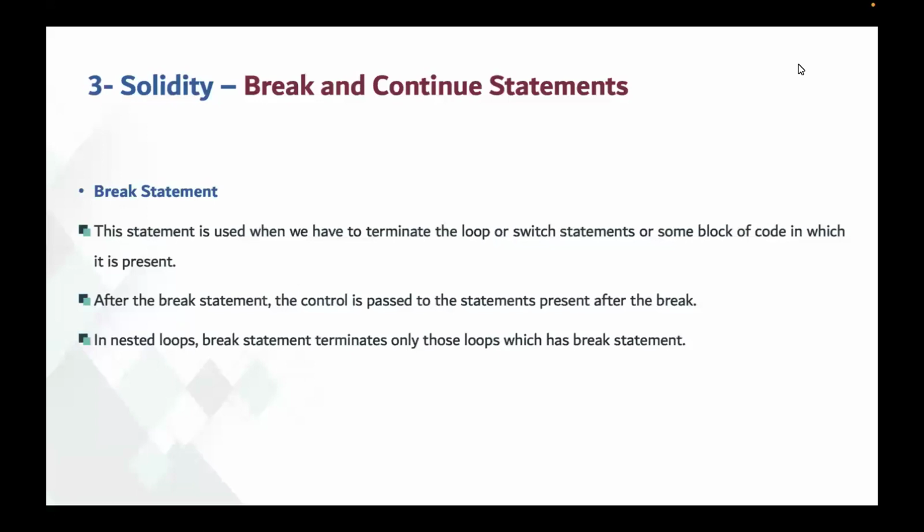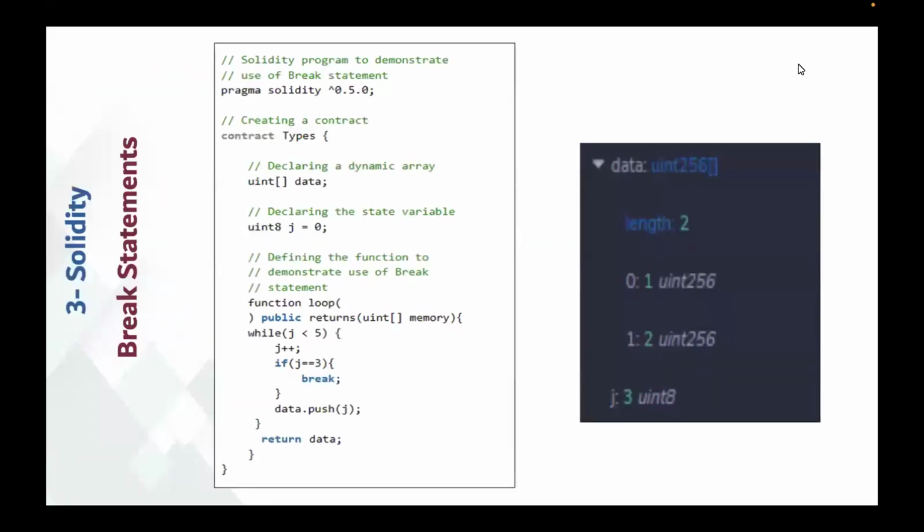Here we have this example. In this example, we have the same example. In this function, we have a while loop. In this while loop, j will be incremented and its value appended to the data array. But when j becomes equal to 3, the break statement is encountered and the loop is terminated. So the data array will contain the values 1 and 2. Then stop.